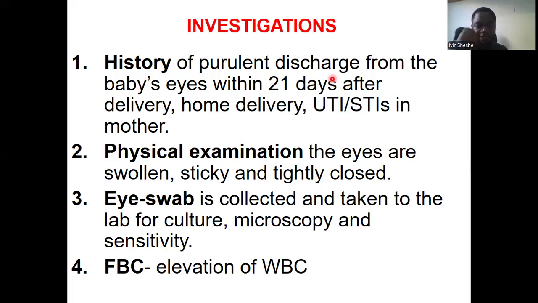Then next is swollen eyes. The baby is having swollen eyes, and every now and then they have to wash their eyes to remove the pus. Then there could be a history of fever, the baby having fever, maybe even refusing to feed, and being irritable, very difficult to console.